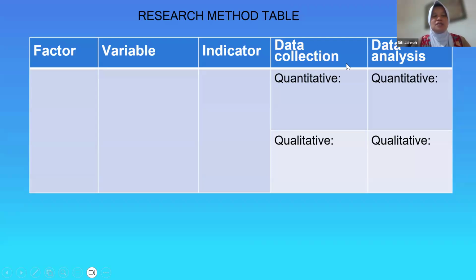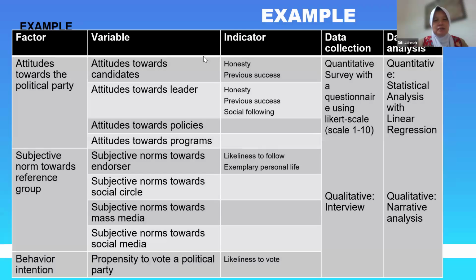And this is actually the research table. What is the factor, the variables, the indicators, and the data collection, quantitative analysis and qualitative analysis. This table is the example, but you can make your own. You make your own tables. This is the example.